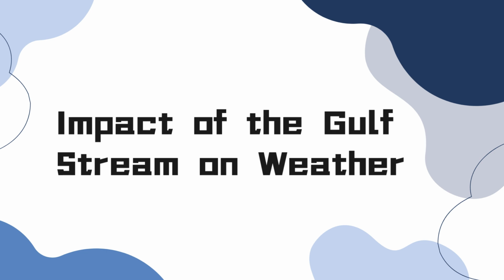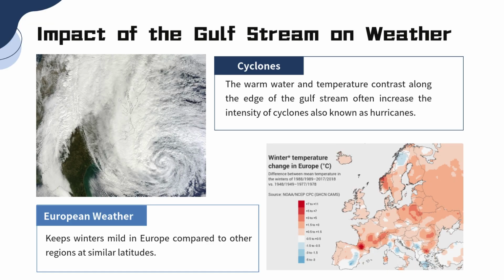Let me talk about the impact of the Gulf Stream on weather. The first impact is the cyclones. The warm water and temperature contrast along the edge of the Gulf Stream often increase the intensity of cyclones, also known as hurricanes. The second impact is the European weather.